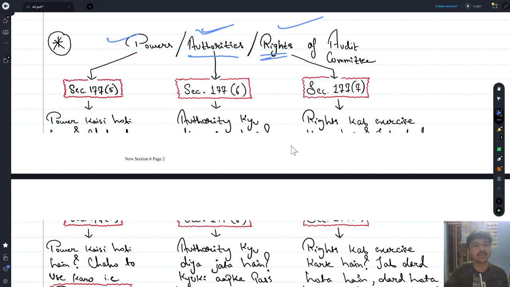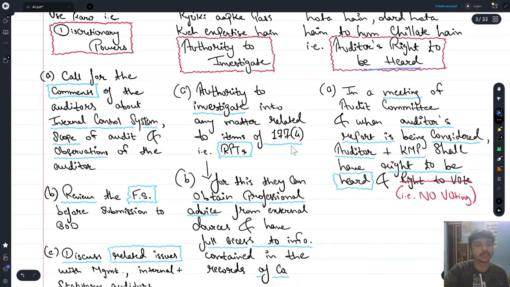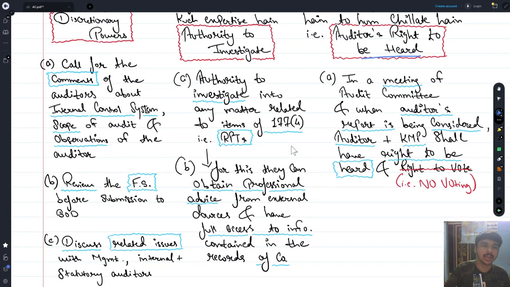So yes, section 177, sub-sections 5, 6 and 7, these three deal with the powers, authorities and rights of the audit committee. So what are the discretionary powers? What can the audit committee do? The audit committee can call for the comments of the auditors. Who auditors? Statutory auditors. So statutory auditors have now entered the company.